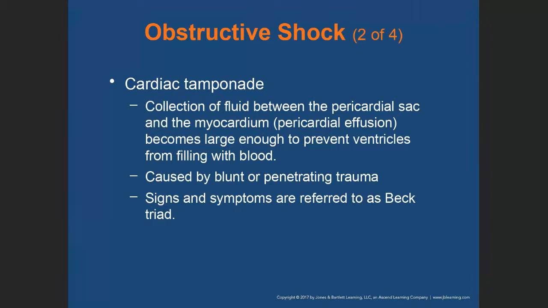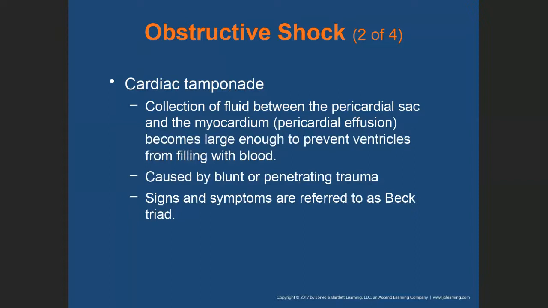So the cardiac tamponade, this is a collection of fluid between the pericardial sac and the myocardium. If it is a small amount of fluid, it is referred to as a pericardial effusion. If it's a large amount of fluid, it is referred to as a cardiac tamponade. The fluid collection can become large enough to prevent the ventricles from filling with blood. It can be caused by blunt or penetrating trauma.